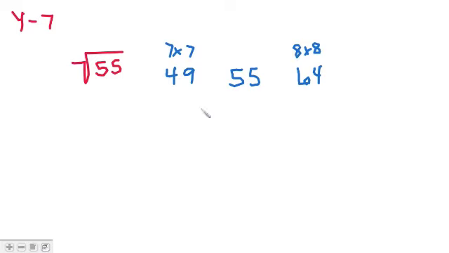So a good estimation would be 55 would fall between 49 and 64. And that would be your answer. So I would say between or about 49 and 64. There you go. Okay? All right, let's try this one.